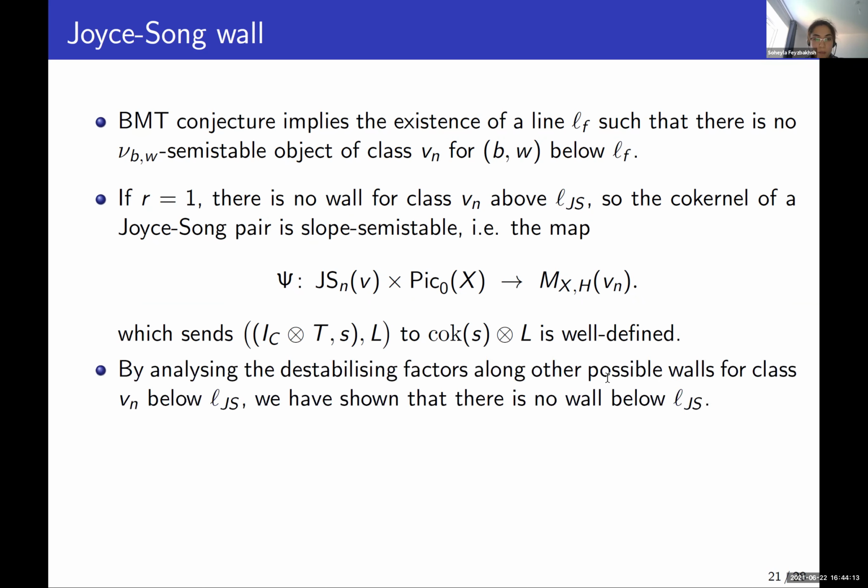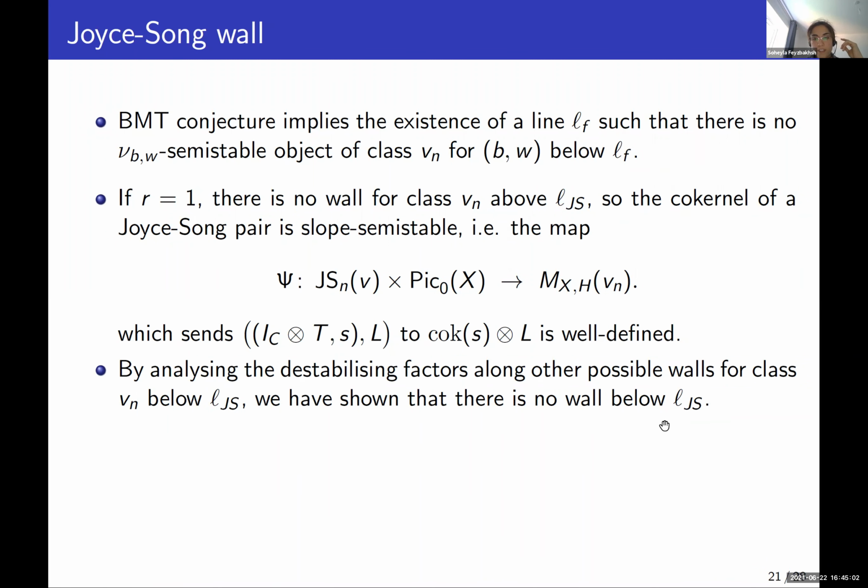But by analyzing the destabilizing factors along all other possible walls for C_A^{S,B,N} below the Joyce-Song wall, we can actually show that there is also no wall below LJS, and the Joyce-Song wall is the only wall that we have for C_A^{S,B,N}. So this means that all of these tilt semi-stable sheaves of C_A^{S,B,N}, in the case of R equal to one, Vn is of rank zero, and when the rank is equal to zero, tilt stability matches with slope stability. So all of these slope semi-stable sheaves are ν_{B,W} stable in the large volume limit.